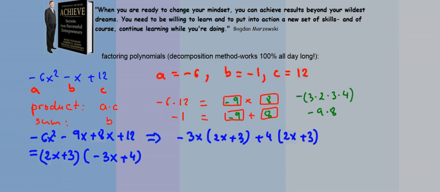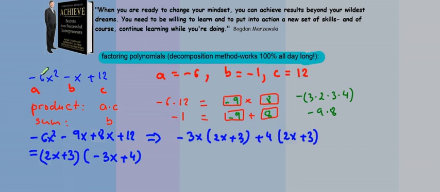So factoring polynomials. We'll use the previous example when we multiply two factors, 2x plus 3 and negative 3x plus 4, and we'll demonstrate that factoring the result from the previous example will give you the original question from the previous page. We will use the method called decomposition, and this is a method that does work all the time, 100%. Once you know this method, you can factor any polynomial, with the exception that the polynomial has to be factorable, because not all polynomials are factorable.